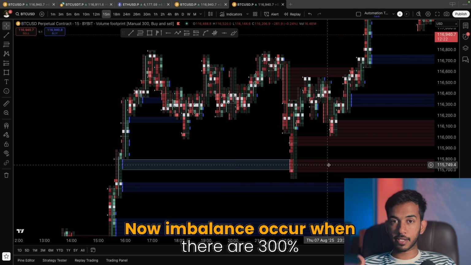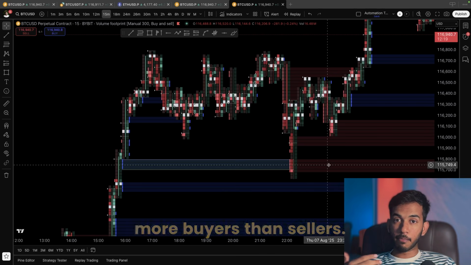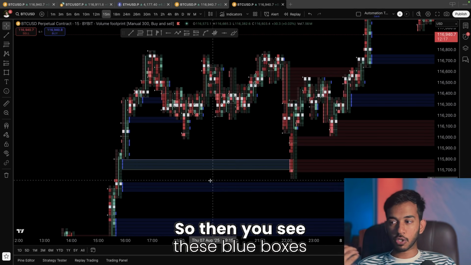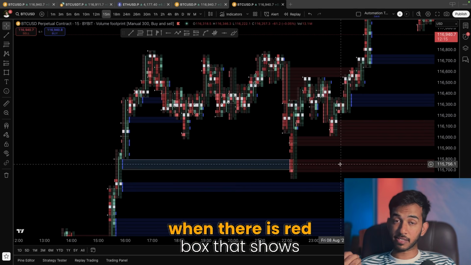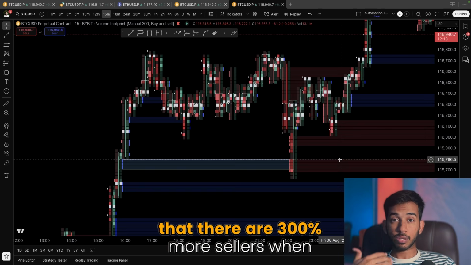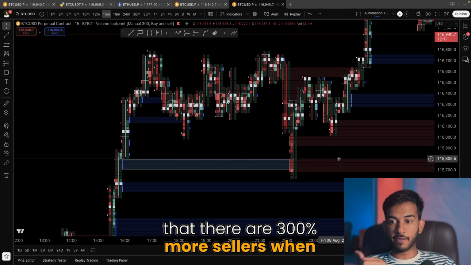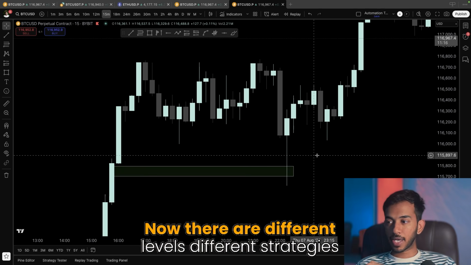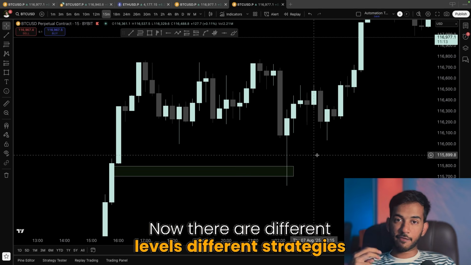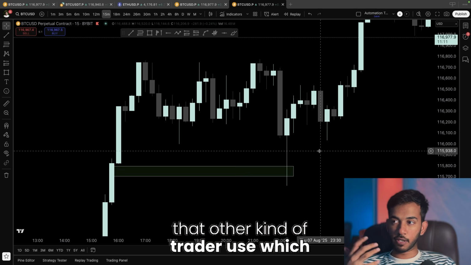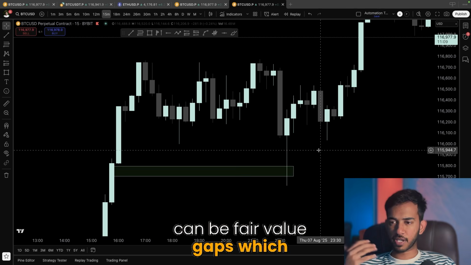Now imbalance occurs when there are 300% more buyers than sellers. Then you see these blue boxes. When there are red boxes, that shows that there are 300% more sellers when compared to buyers. Now there are different levels, different strategies that other traders use, which can be fair value gaps, which can be order blocks.